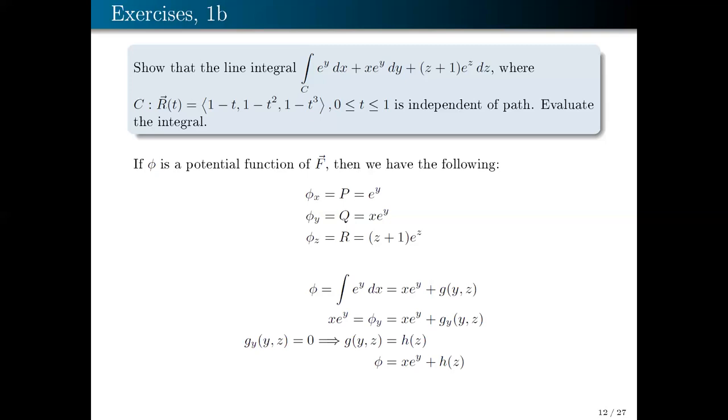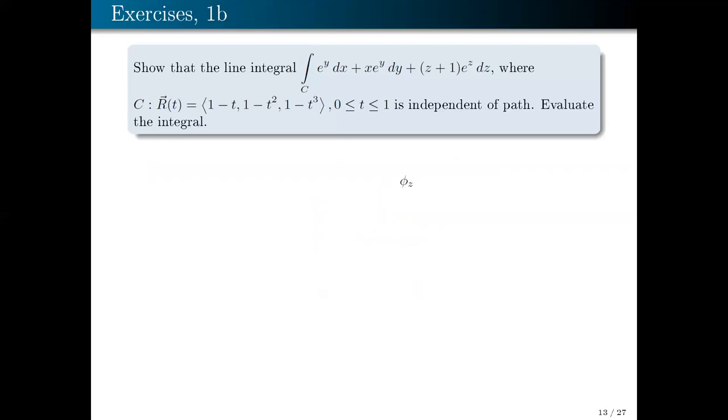Now to find out what they are, we will be looking at phi sub z from this by differentiating this one with respect to z and then comparing it with phi sub z over here. Okay, let's do that. Phi sub z, well, x e to the y on one hand will go away. So we'll just have h prime of z. And on the other hand, we have z plus 1 times e to the z. Okay.